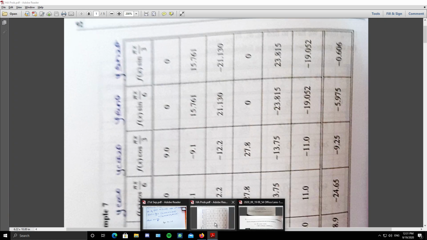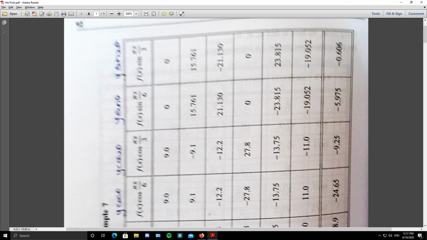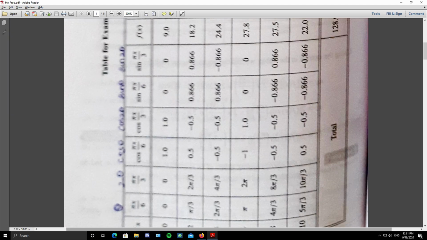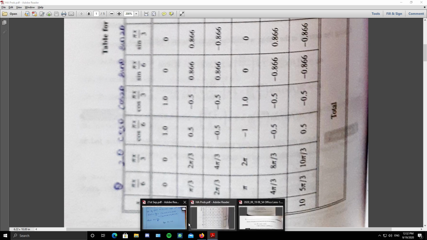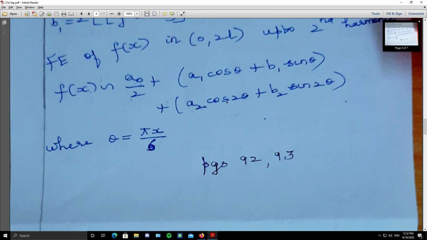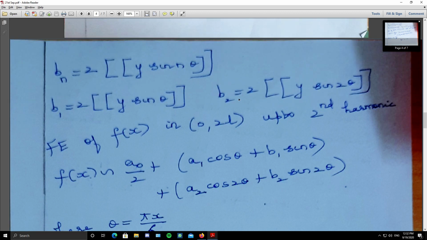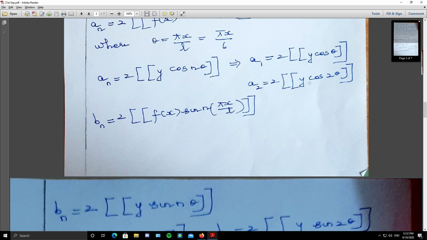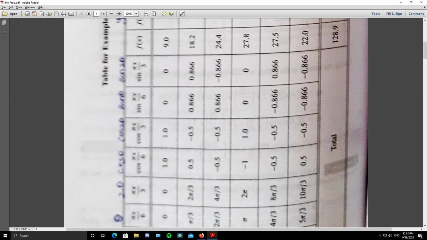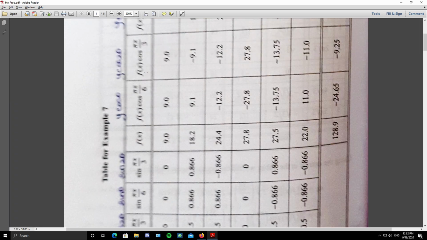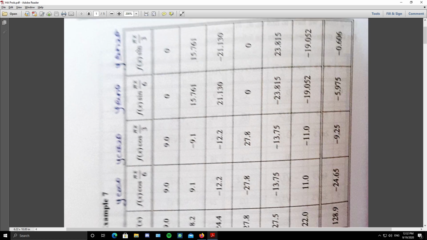That is why in the table, when x is given in the problem, define theta as pi x by 6. You are asked to find up to the second harmonic, that is why I have defined 2 theta also. So you need y cos theta, y cos 2 theta, y sin theta, y sin 2 theta. That is why you have these columns.